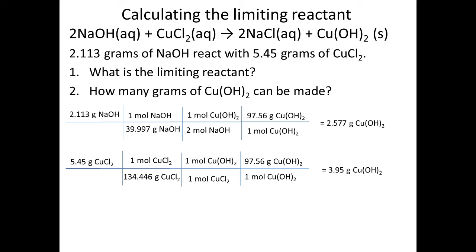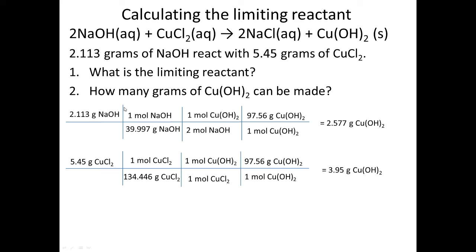See, what this is saying is, once all of the sodium hydroxide is consumed, you're going to have 2.577 grams of copper hydroxide. Once all the copper chloride is consumed, you could have 3.95 grams of copper hydroxide. We're going to go with the lesser one, because once I'm out of sodium hydroxide, I can't react with the copper chloride anymore, and the reaction is done.